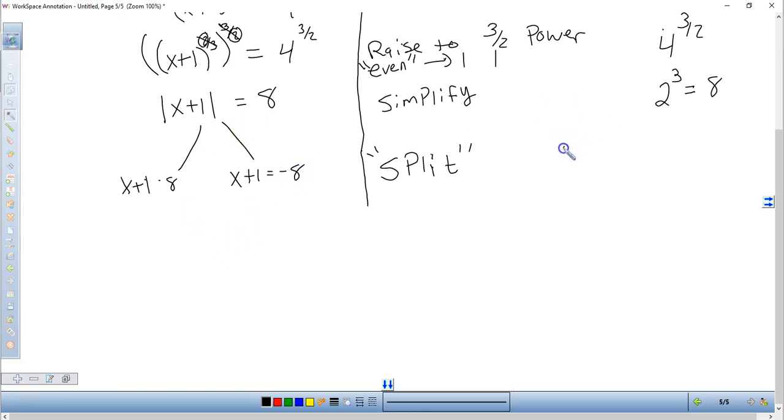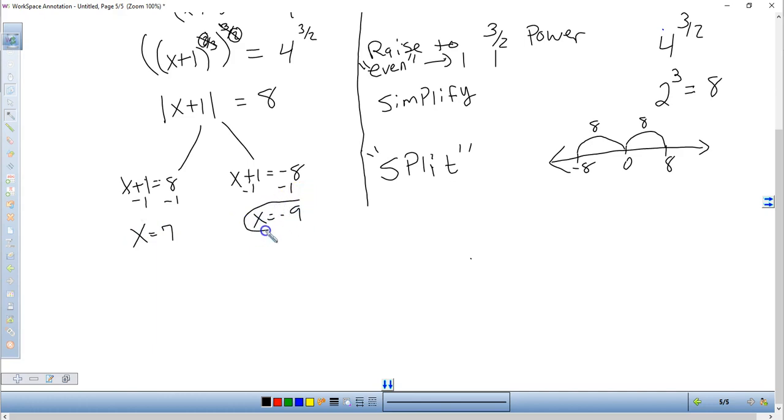So remember we talked about in class, absolute value is a distance. If I was looking at the number 0, negative 8 out here, 8 over here, well, it takes 8 steps to get from 0 to 8. It also takes 8 steps to get from 0 to negative 8, just two different directions. So that's why we have to set up these two equations. Now I'm going to solve each equation by subtracting 1, and I get that x equals the number 7 and x equals the number negative 9.